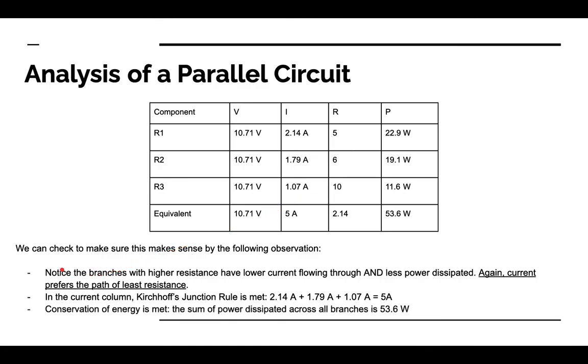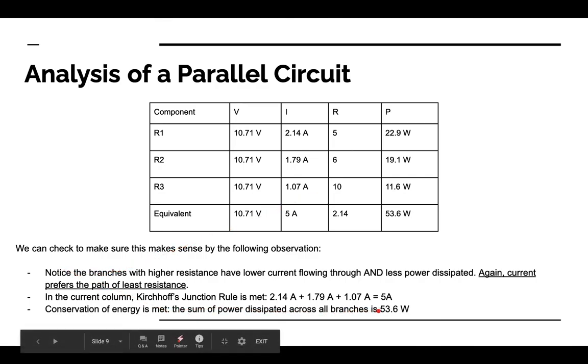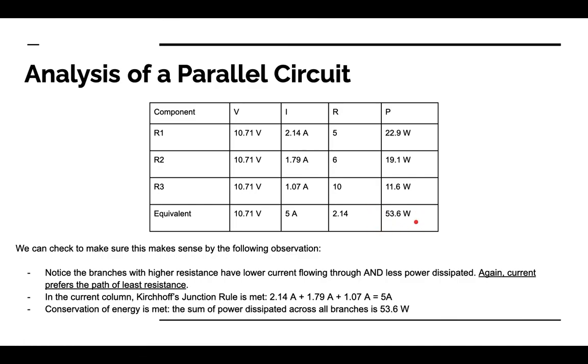Okay? And then lastly, we can check conservation of energy. The sum of power dissipated across all branches is 53.6 watts. So if we add 22.9 and 19.1 and 11.6, we're going to get that the power dissipated is 53.6 watts. And thus, this is how we can apply a VERB chart for a parallel circuit. We combine the features of what we know about parallel circuits with Ohm's law and the power dissipated, and then we can use that with the fact that if we know any two pieces of information in a row, we can figure out the rest of the information in that row. And thus is how we analyze a parallel circuit.